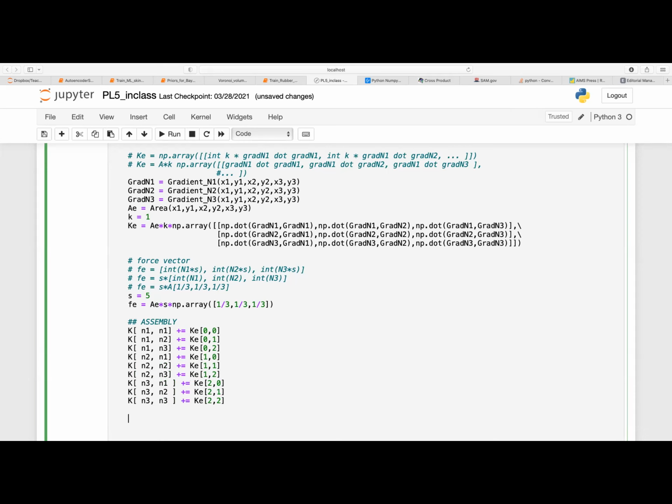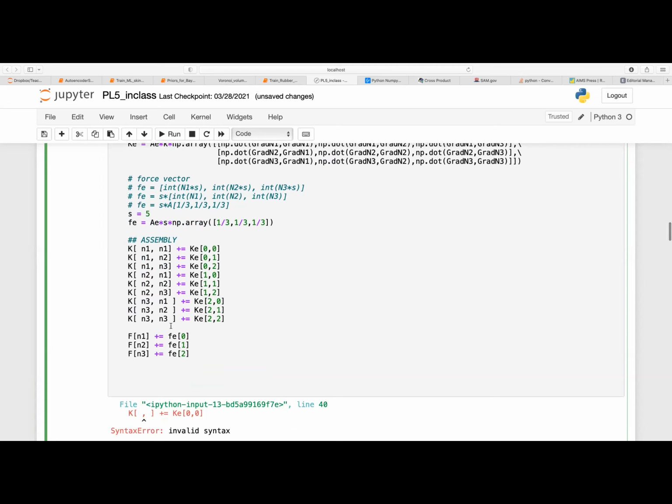And then for the force vector, I'm just going to do it. So F of n1 plus equal f0, F of n2 plus equal f1, and F of n3 plus equal f2. And that should be it.